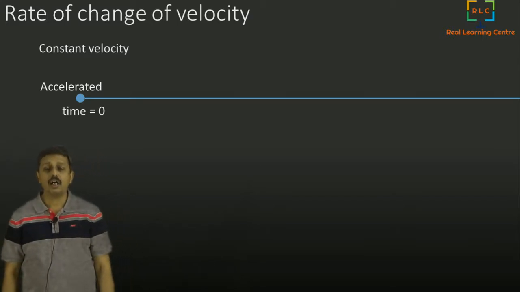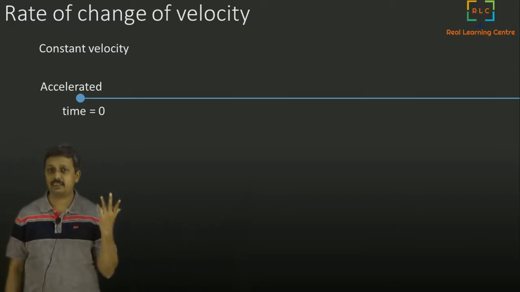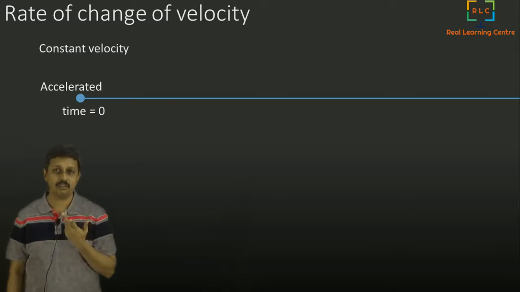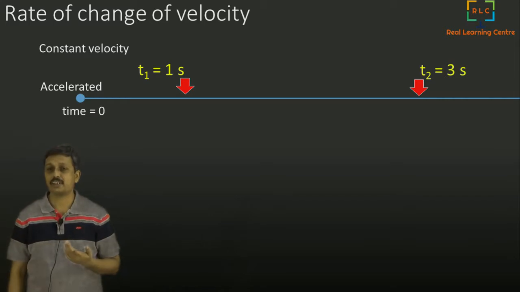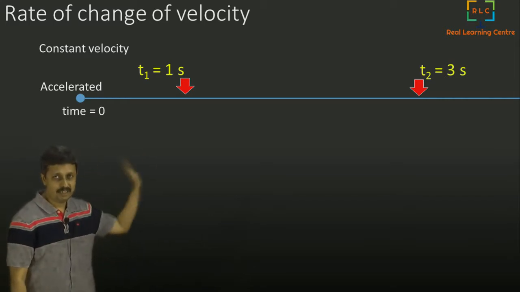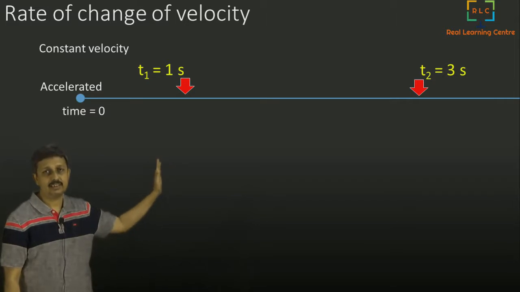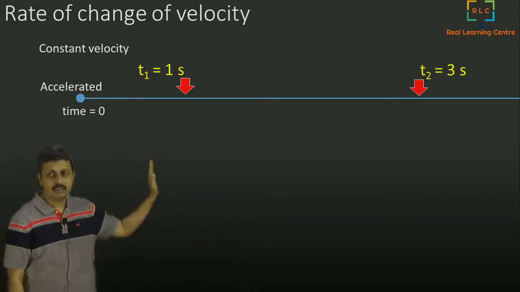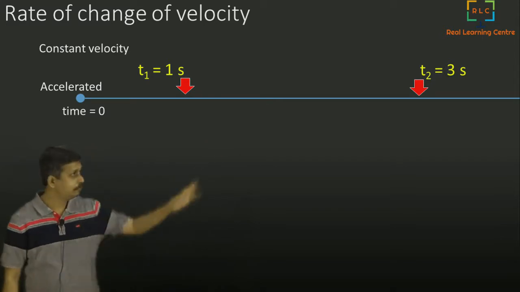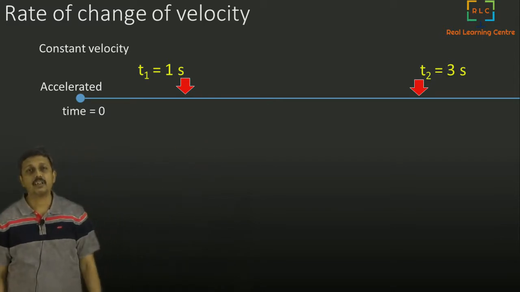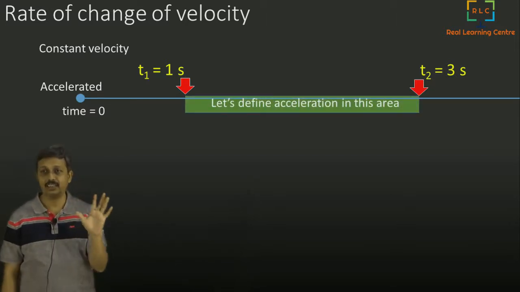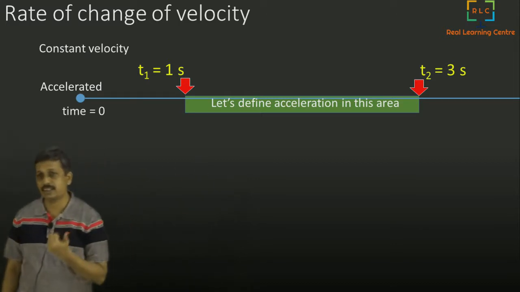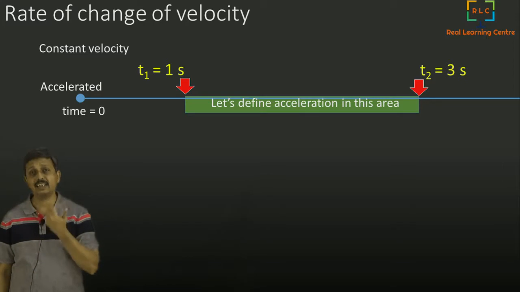Now, I'm going to find out how much it accelerated. How do I find out? So I will actually choose 2 points. One of them is basically after 1 second from the beginning. That is t1 is equal to 1 second. That means my stopwatch has said 1 second. And then t2 is equal to 3 seconds. At some point in 3 seconds. Now what I want to do is I want to measure how much is the acceleration in this area. In this area, what is the acceleration? Let's define the acceleration in this area.